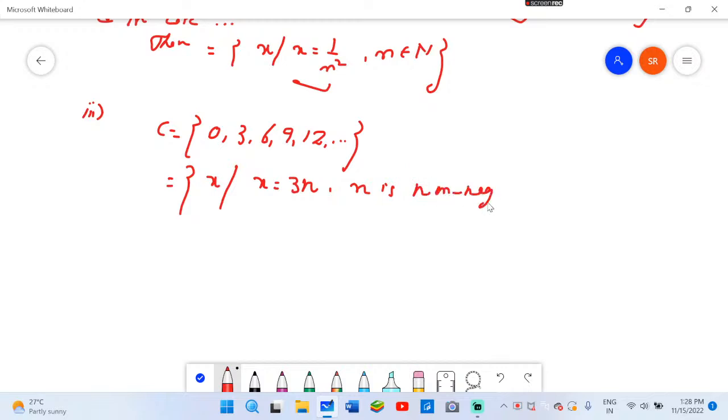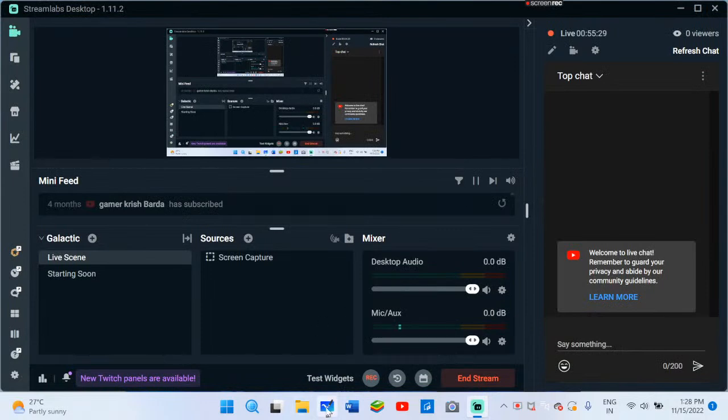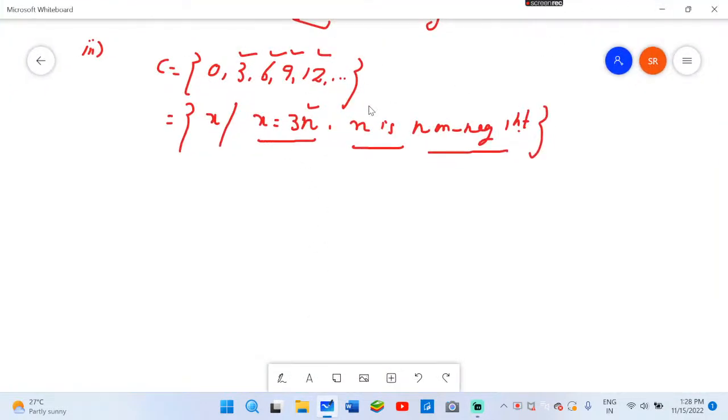Non-negative integer means whole numbers starting from 0: 0, 1, 2, 3, 4, 5. We can verify: n is equal to 0, x is 0; n is equal to 1, it is 3; n is equal to 2, 3 times 2 is 6; 3 times 3 is 9; 4 times 3 is 12 onwards. So this becomes the property defining method.